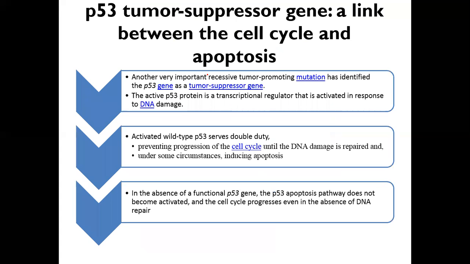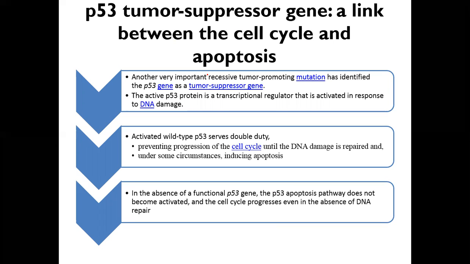The next tumor gene is the p53 tumor suppressor gene, a link between the cell cycle and apoptosis. Another very important recessive tumor-promoting mutation is in the p53 gene, a tumor suppressor gene. The active p53 protein is a transcriptional regulator that is activated in response to DNA damage. Activated wild-type p53 serves double duty.